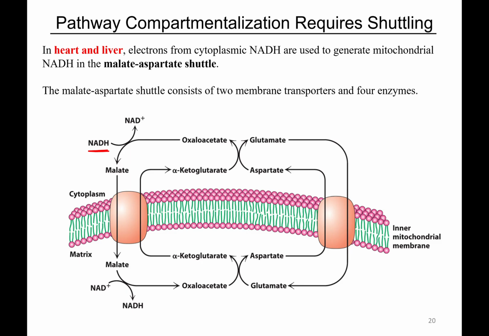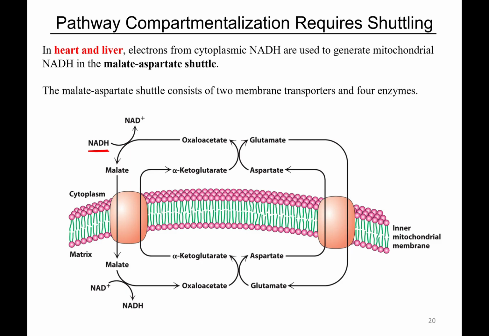Yep. Okay? The general idea here is that the only net chemistry that's happening is NADH gets oxidized in the cytoplasm and NAD plus gets reduced in the matrix. This is made possible by carrying electrons in the form of malate, alpha ketoglutarate, aspartate, and glutamate. Okay? Dig it? All right.